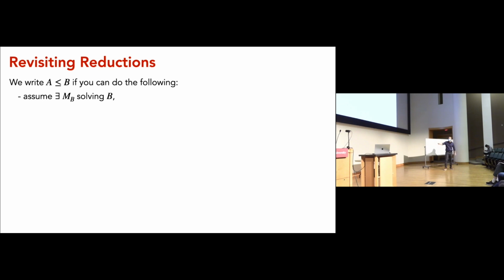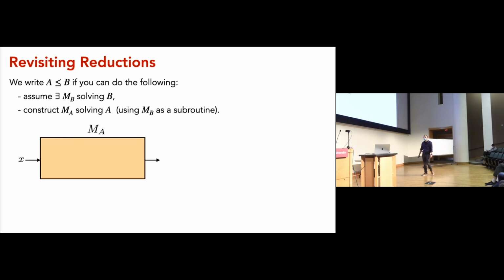If you can do the following, you can assume that there exists some decider M_B that solves the language B. And then with that, you can now construct a decider M_A solving A using M_B as a subroutine. So in picture, this is what we need to do. We want to come up with some Turing machine M_A that decides A, and we can make use of decider M_B solving B as a subroutine. In general, you can use it as many times as you want, call it more than once if you want, that's fine.